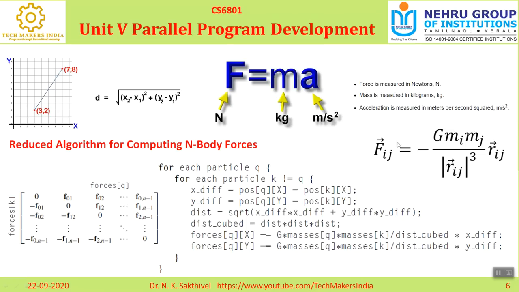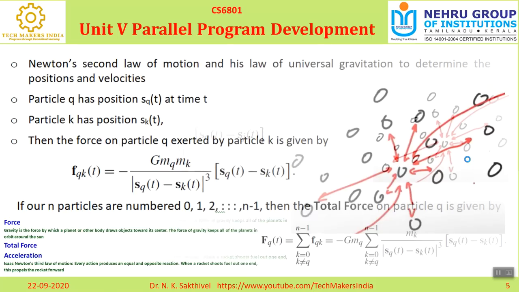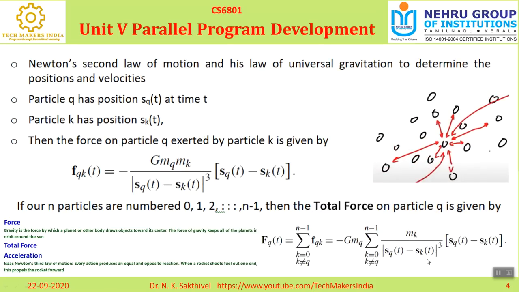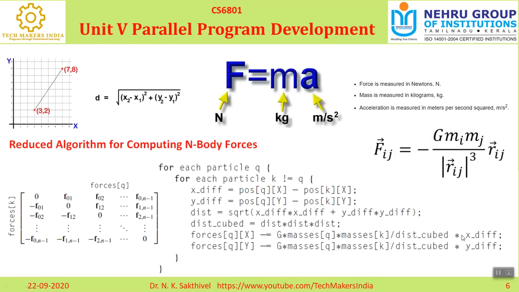I already told you, the force equals the gravitational constant into the masses of the two particles divided by distance cube into distance. See, the same formula we used here. So that is the mass, then the distance between the two, and there is the distance, same formula. So we can understand this is the mathematical model for calculating the force.